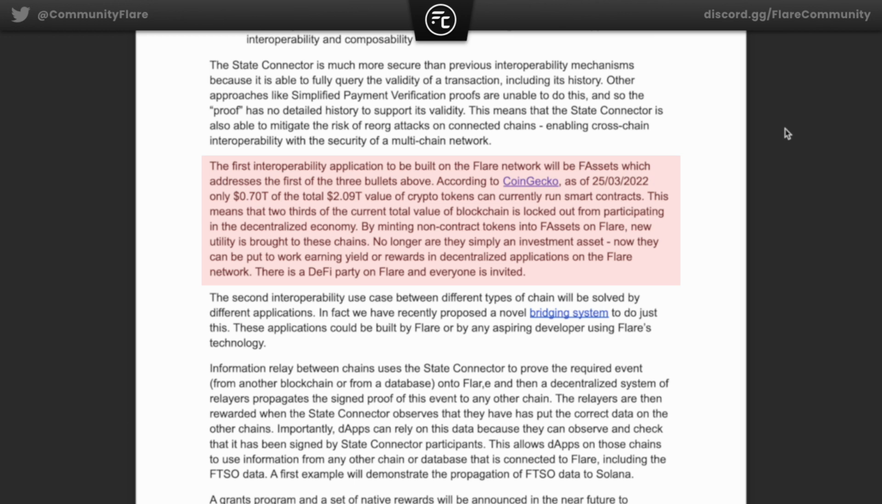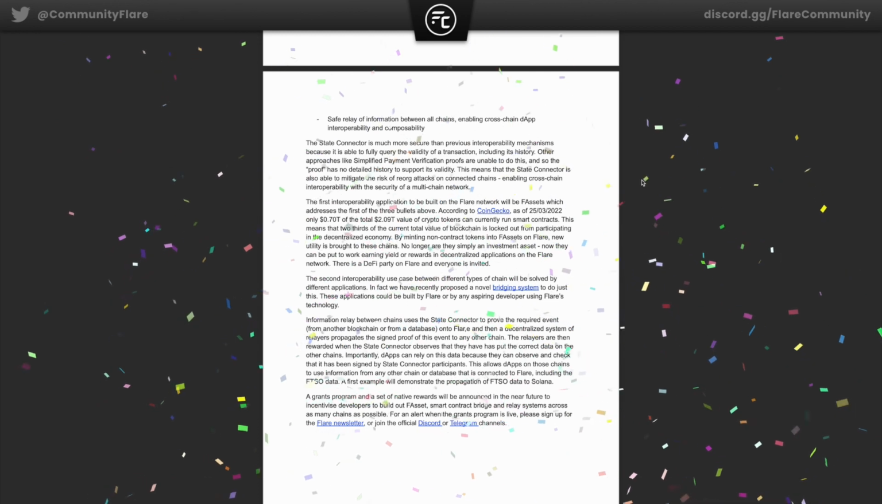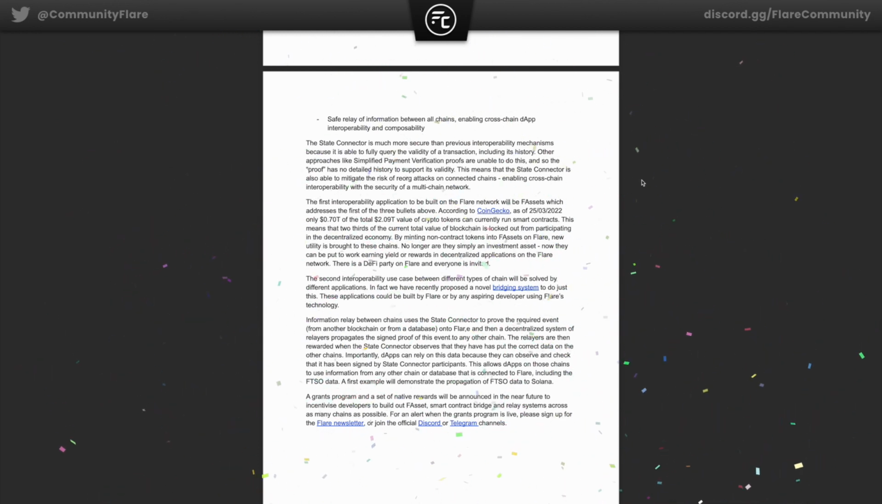By minting non-contract tokens into F assets on Flare, new utility is brought to these chains. No longer are they simply an investment asset. Now they can be put to work earning yield or rewards in decentralized applications on the Flare network. There is a DeFi party on Flare and everyone is invited.